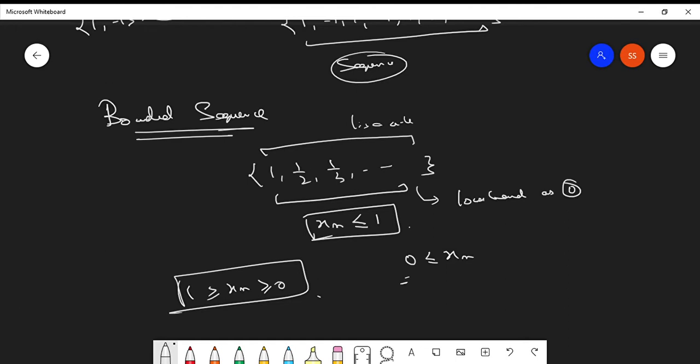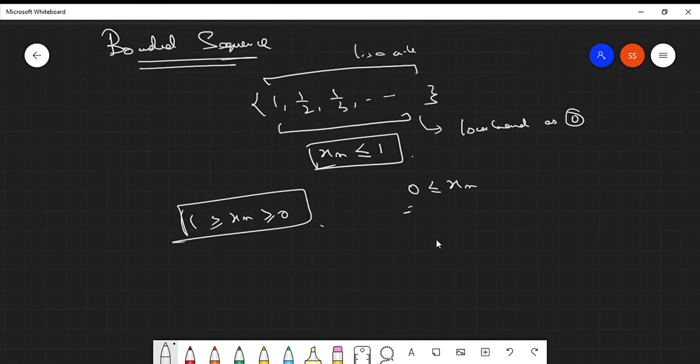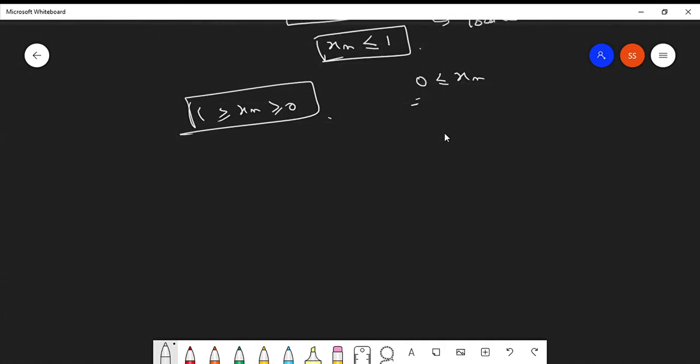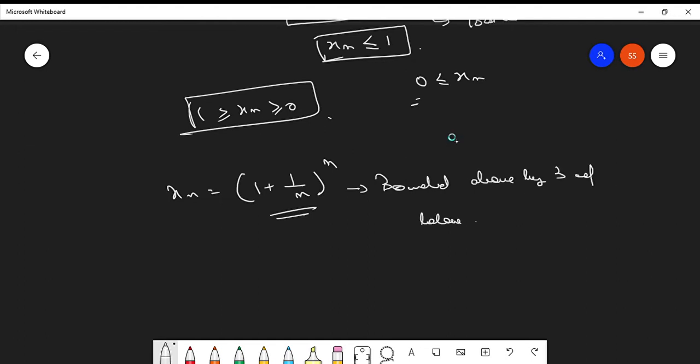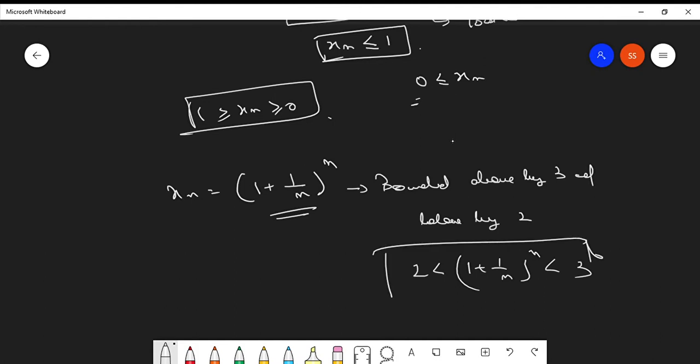This is a very fine example. Let's say xn is equal to (1 plus 1 over n) whole to the power n. This is bounded above by 3 and below by 2. This basically belongs to this interval. This is a very interesting one.